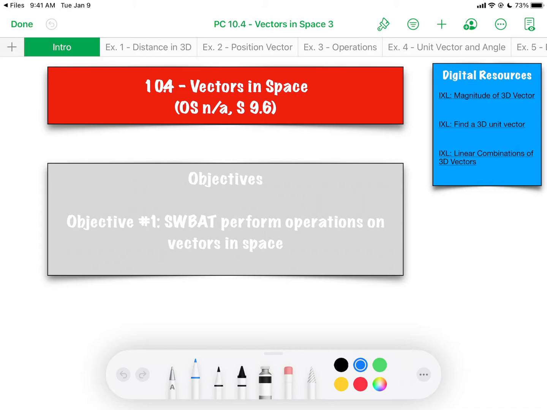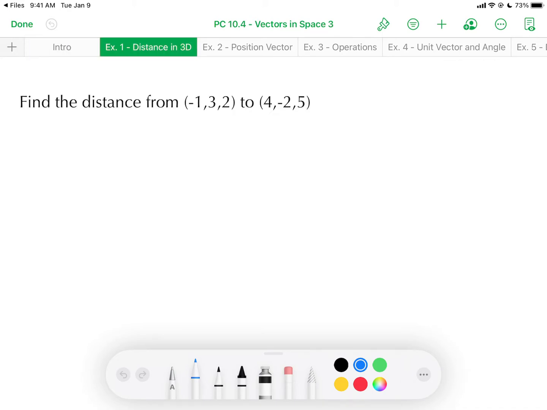Okay? So I actually want to begin with just how to find the distance between 2 points in coordinate space. So here I have 2 ordered triples. Recall ordered triples, they have 3 coordinates, x, y, and now z. And you find the distance between the 2 of them the same way you would with coordinate pairs. It's essentially an extension of the Pythagorean theorem.